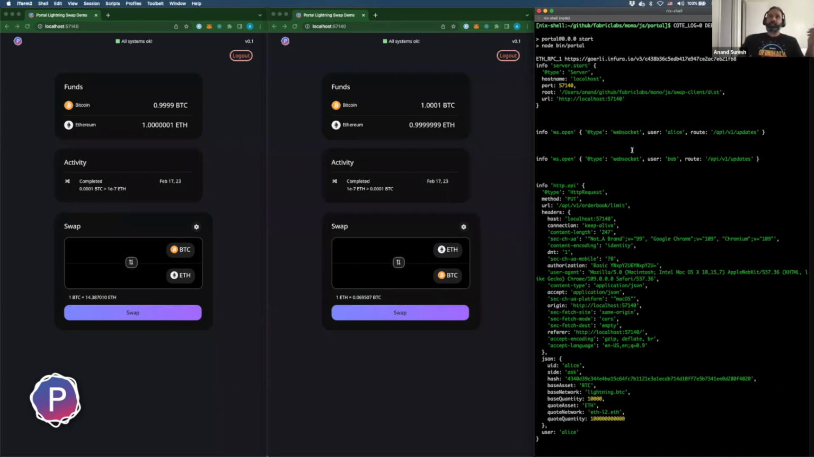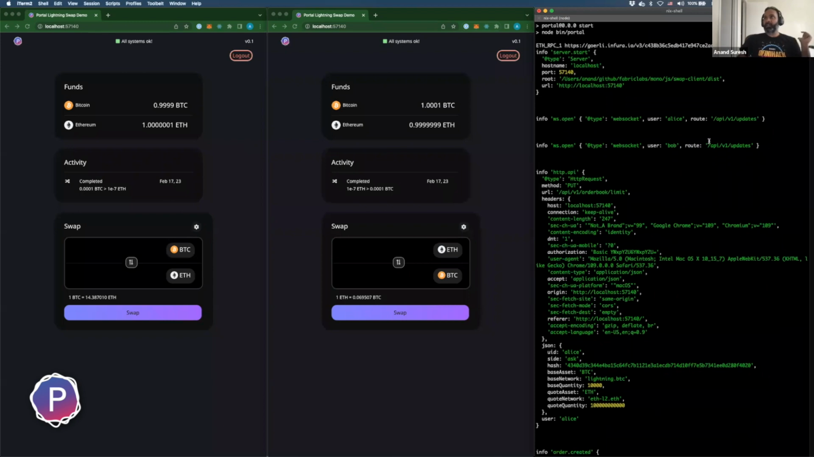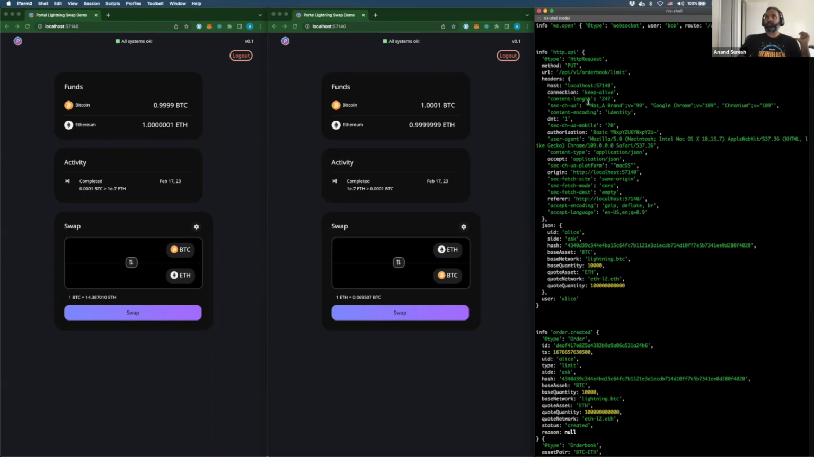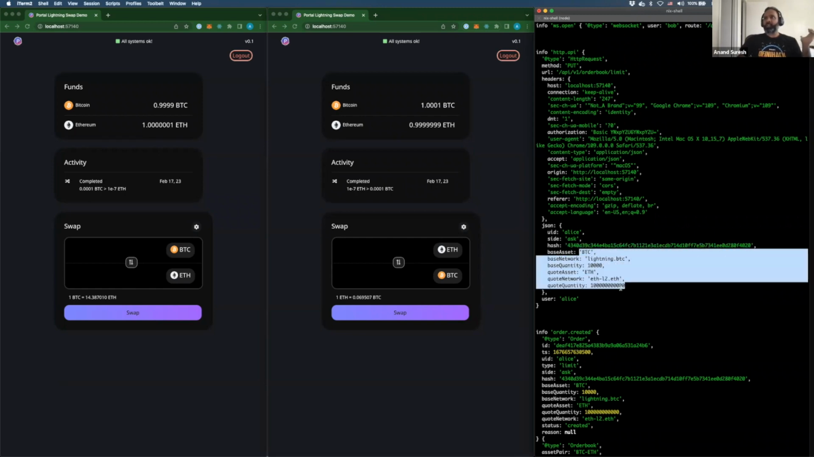So right at the start, when you log in, both Alice and Bob open a couple of channels, and then you can see there's specific logs around the HTTP API. This is basically Alice placing an order for the trade. This is Alice placing an order on the ask side. She sends up the hash for the secret that will be used for the atomic swap down the line. And then she'll punch in the details of the trade.